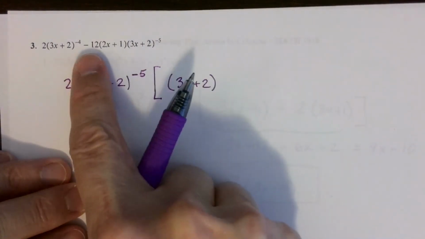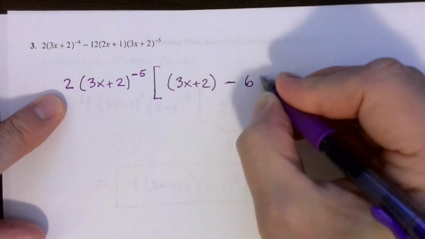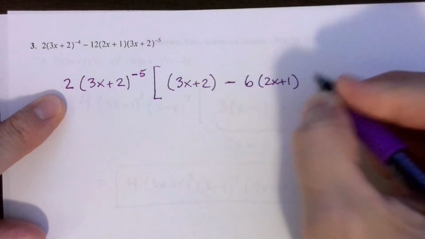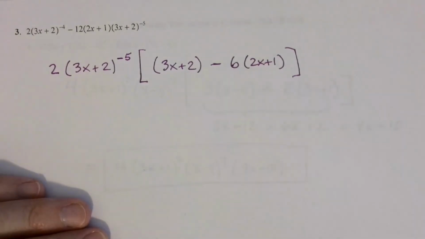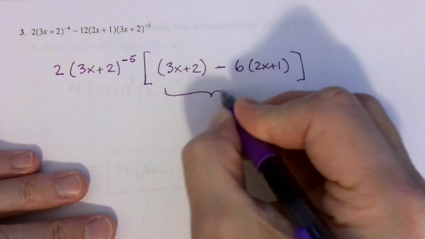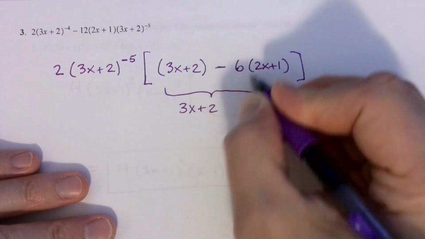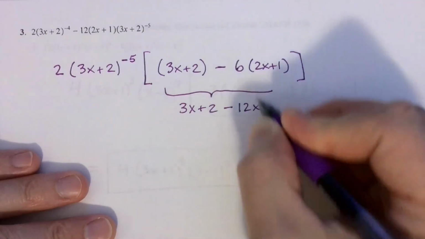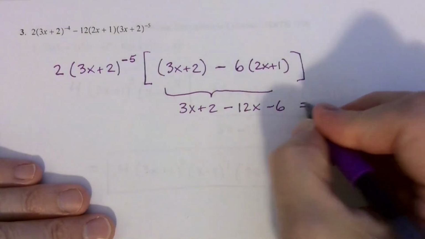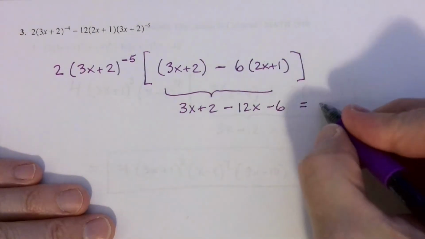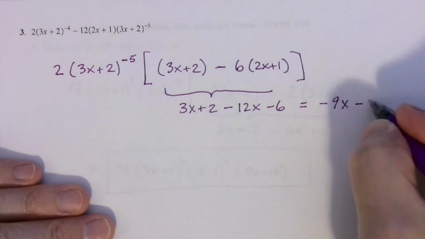All right, from the second expression, we factor out a 2 from the 12. That leaves me 6. I still have this 2x plus 1, and I factored out the 3x plus 2 to the -5. And now, what's in my brackets? I can simplify. Got the 3x plus 2. Here I distribute this -6, so be careful, -12x minus 6. And what do we get? We get 3x minus 12x is -9x, and 2 minus 6 is -4.